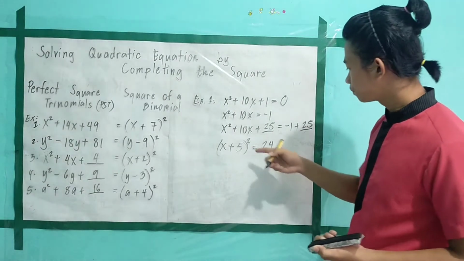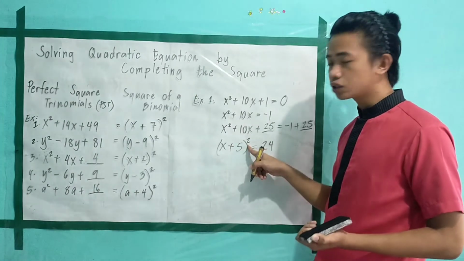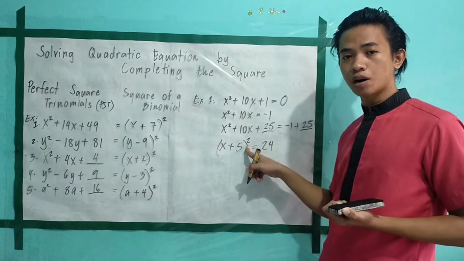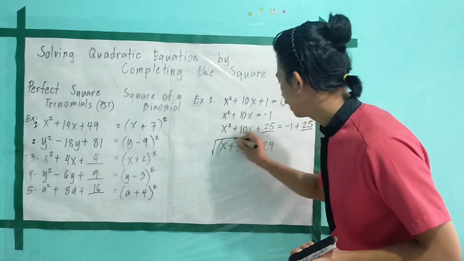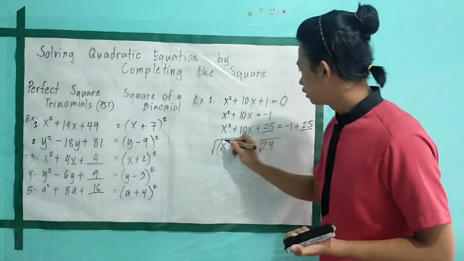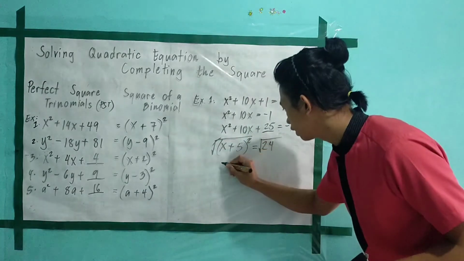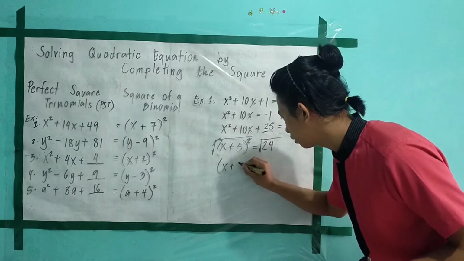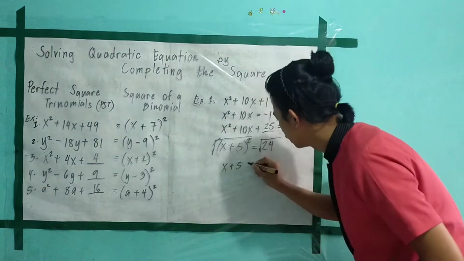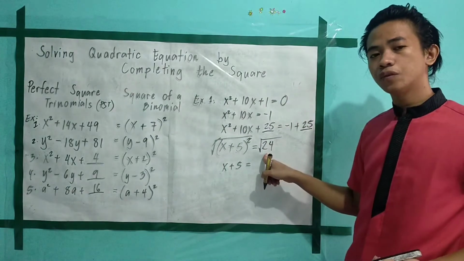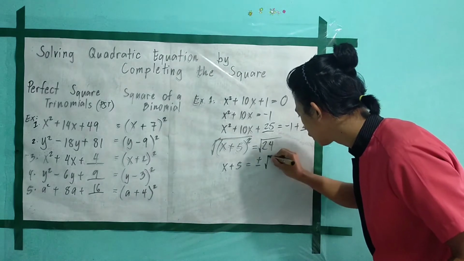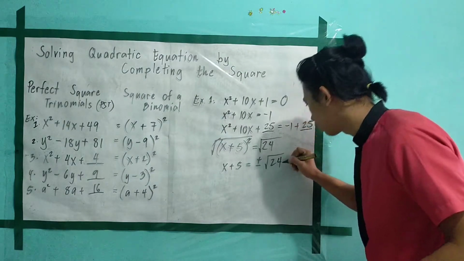Then next natin, naka-square siya, so dito napapasok yung extracting the square root or square root property. Yung una nyong lesson. Ayan. So square root of 1, cancelled out, magiging x plus 5. Ayan. Sorry, cancelled na lang. X plus 5 is equal to square root of 24. We have positive and negative square root of 24.